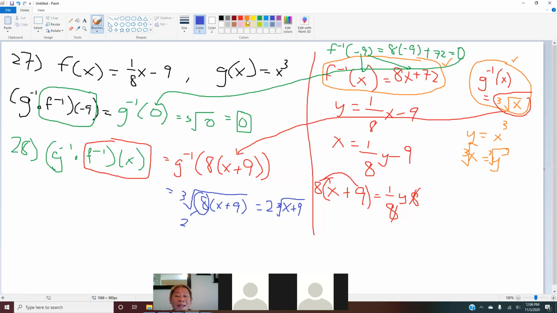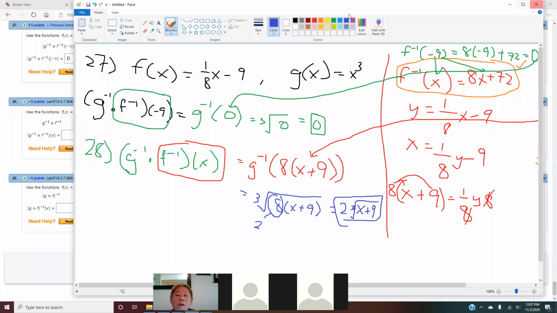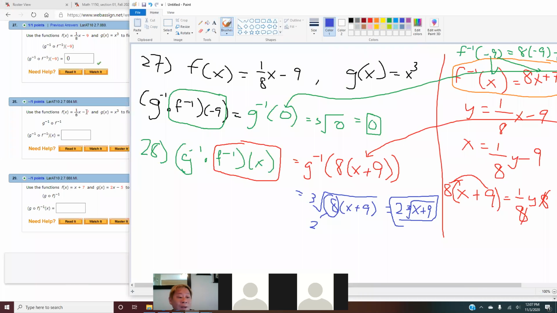So what we do in this case for question number 28 is you have to do the F inverse first, which we found out is 8x plus 72, or 8x plus 9 if you factor it. And then after that, you have to replace it with the cube root. So the cube root of 8 is 2. So you will get the 2 and then the cube root of x plus 9. And this will be your answer for question number 28. But do not forget, this 28 is a different 28 from here, because last time it was a minus 9. This is a minus 7. So I didn't change it.